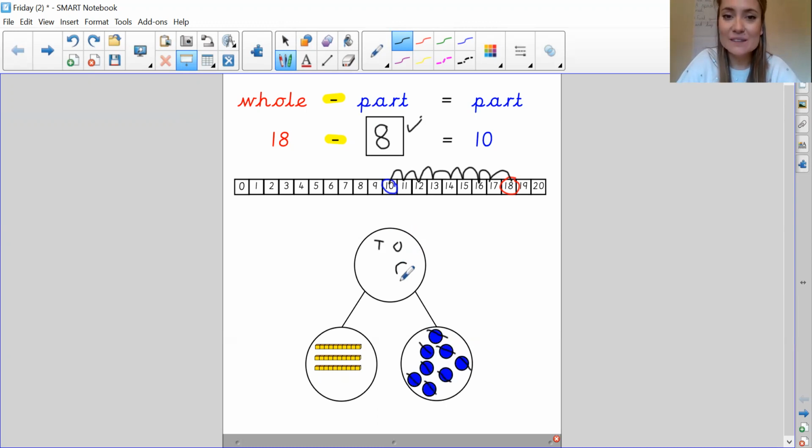1, 2, 3, 4, 5, 6, 7, 8. I've got 8 1s. Let's see how many 10s I've got. 1, 2, 3. 3 10s. What's 3 10s the same as? Can you tell me? Good, 30, 10, 20, 30. So I've got 30 and 8 1s, 38. 3 10s and 8 1s makes 38.